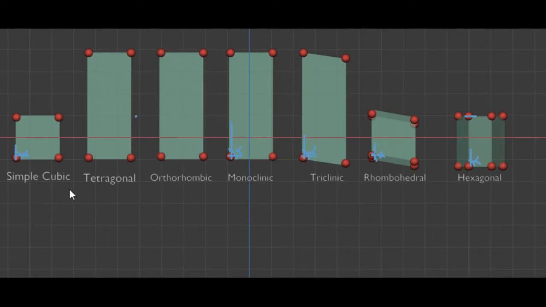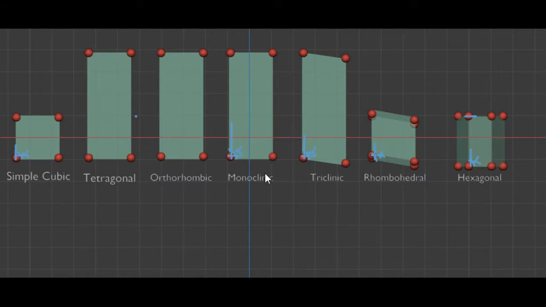So up to here, simple cubic, tetragonal and orthorhombic, all the angles are of 90 degrees. However, the classification is based on the lengths of the sides. Okay, so this is about orthorhombic.